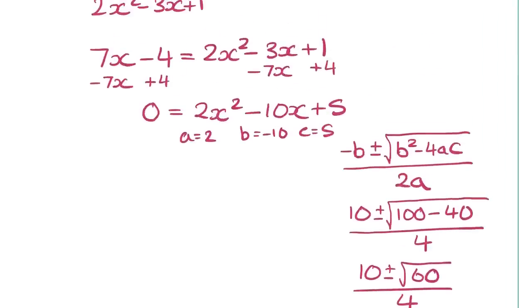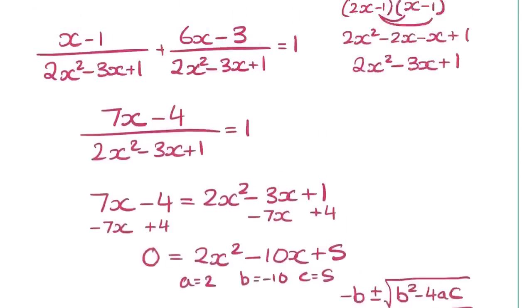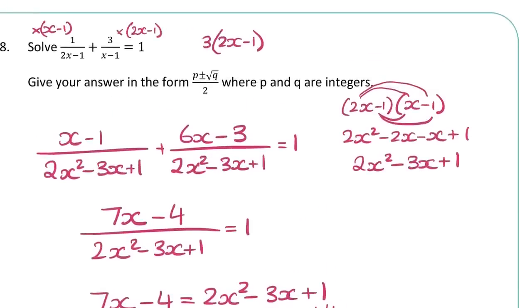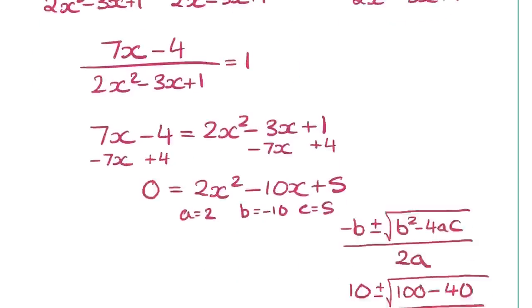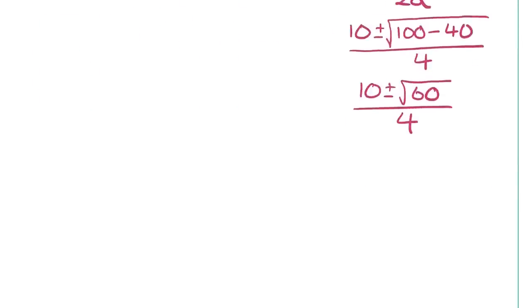Is that in the form that it wanted? Let's have a look. Give your answer in the form p plus and minus root q over 2. Right, it needs to be over 2. That's a pain, because that means we've still got more to do. I thought it would look like it was in the right form.